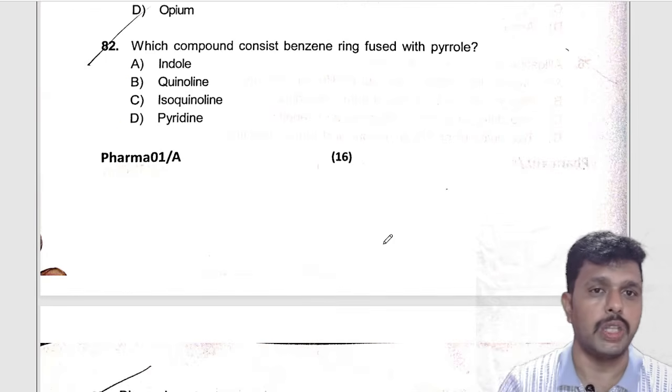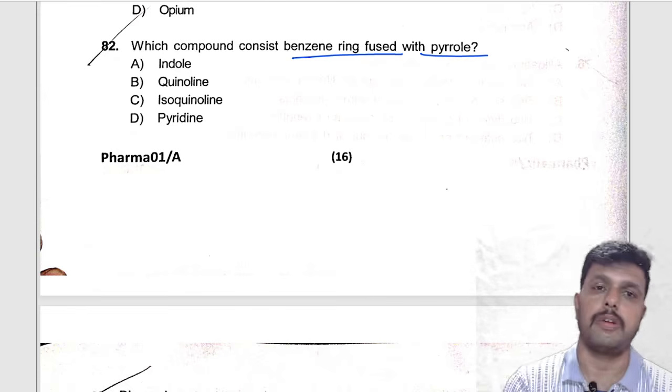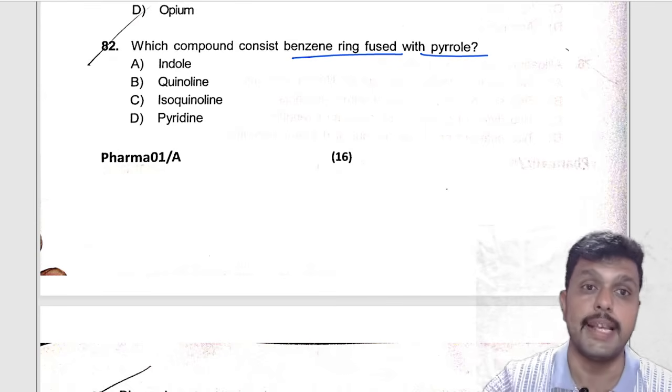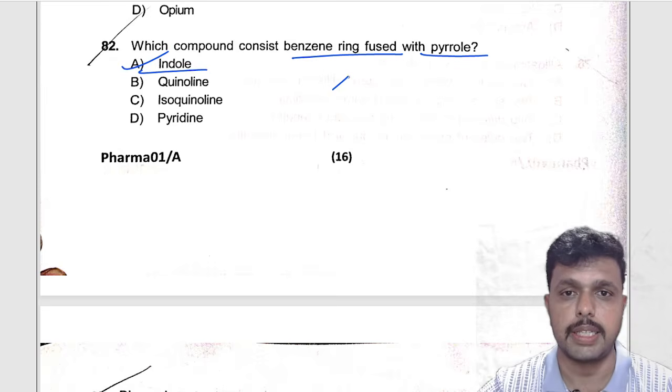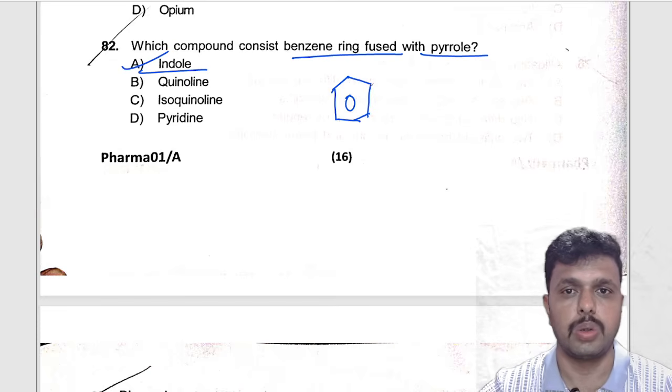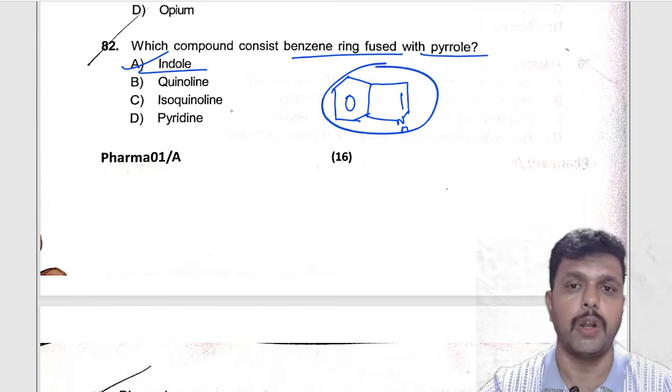Yes. So next question, which compound consists of a benzene ring fused with pyrrole? It is known as indole. Benzene with pyrrole. Okay, as you can see here, this is a benzene ring, and through this one pyrrole is present. So this is known as indole.